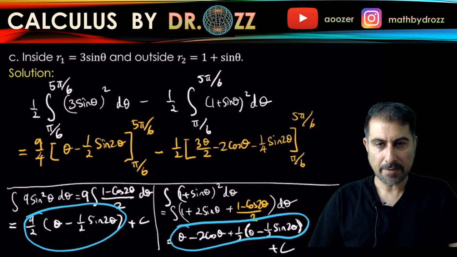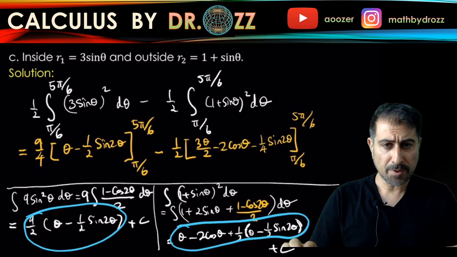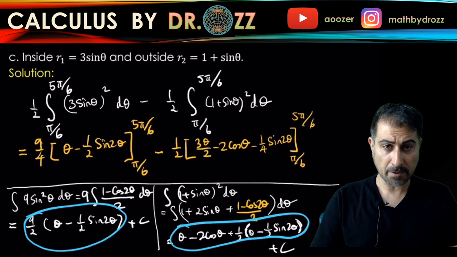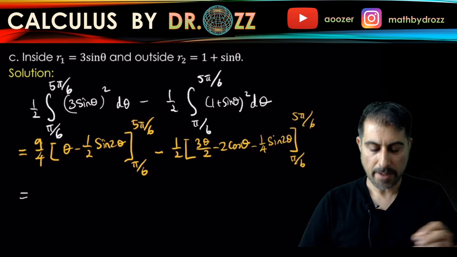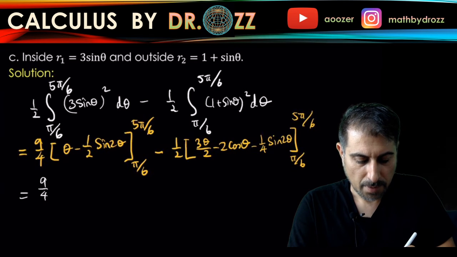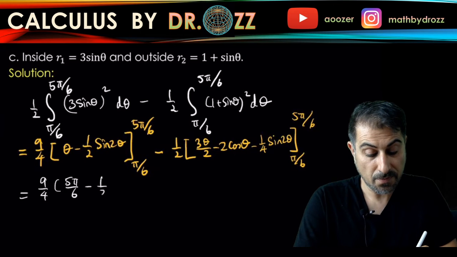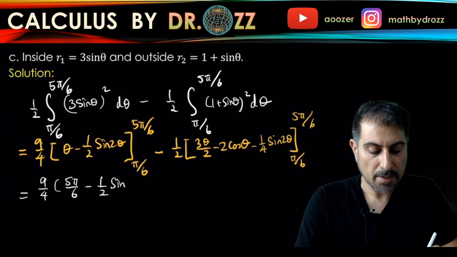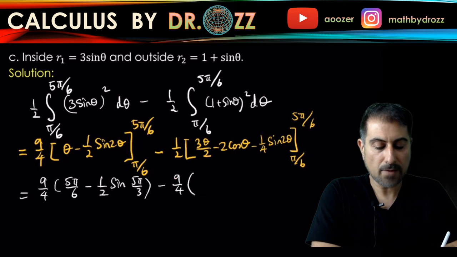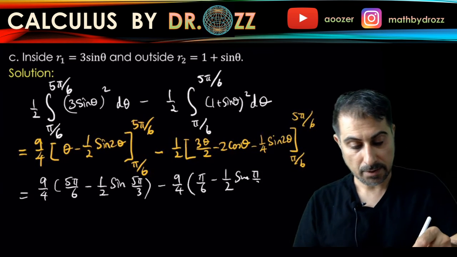I copied everything up there, and now I'm going to erase the bottom part. You can pause the video at this moment and copy the mathematics over there. Let's plug in 5 pi over 6 in the first one. So 9 over 2 times 5 pi over 6 minus 1/2 sine 5 pi over 3, minus 9 over 2 times pi over 6 minus 1/2 sine pi over 3. This is the first one taken care of.